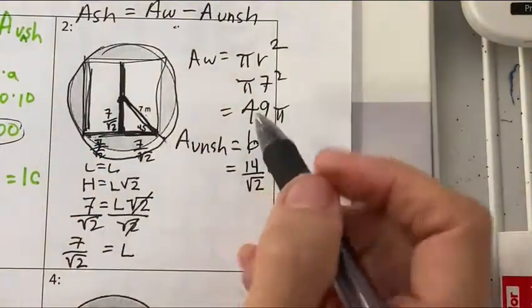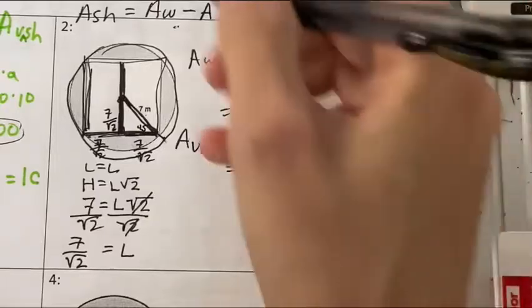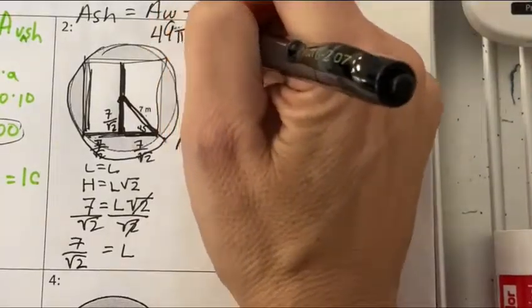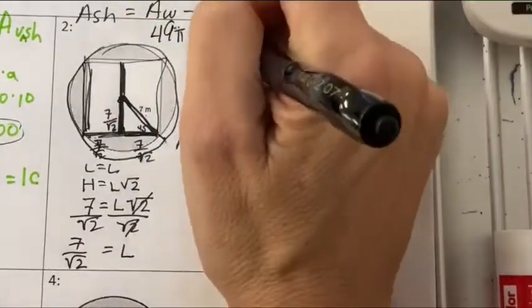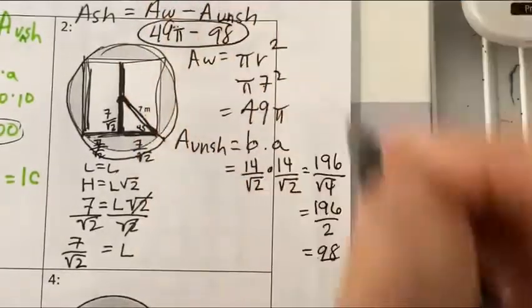The area of the whole thing was 49 pi, and the area of the shaded region was 98.